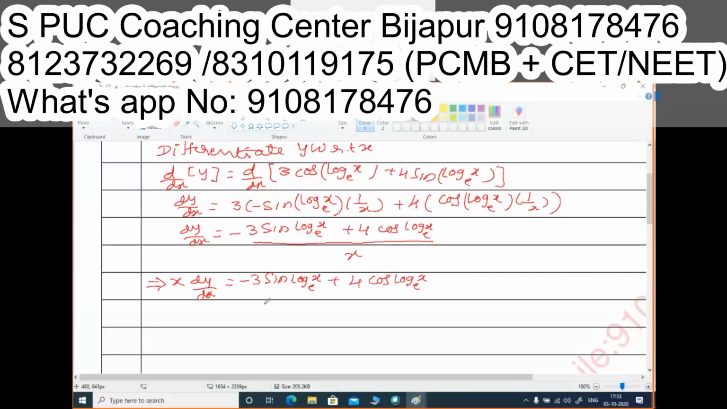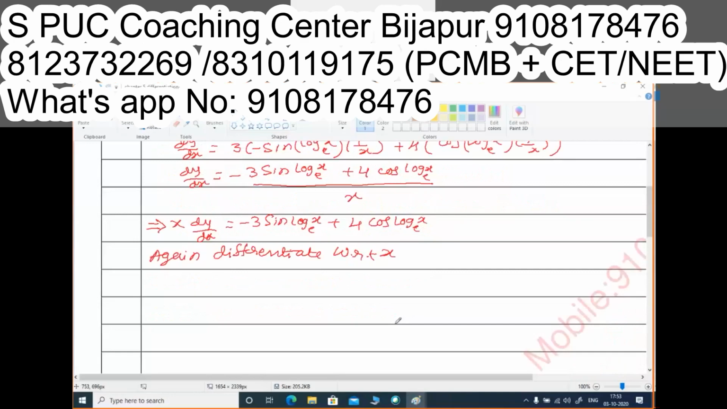Again, you differentiate with respect to x, you are going to get the required answer. Let us do it once more. Again, differentiate with respect to x.